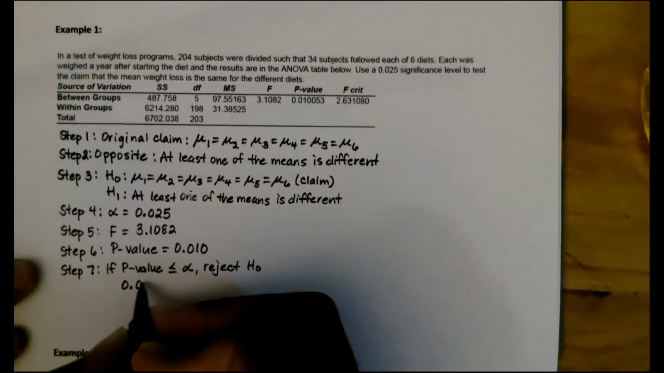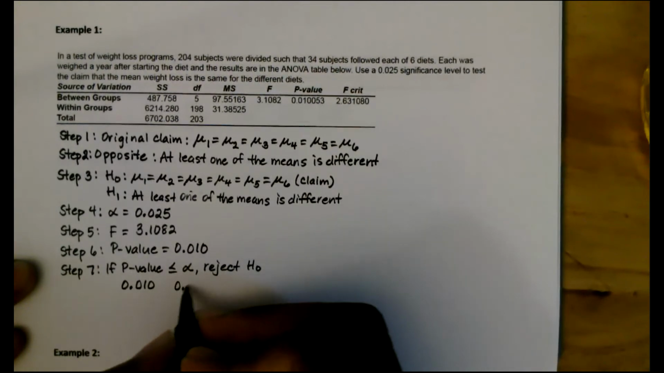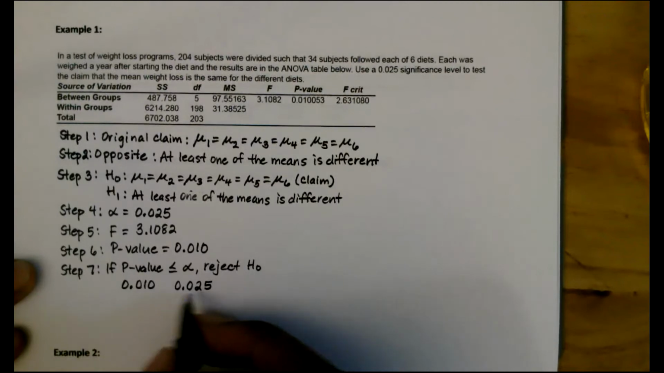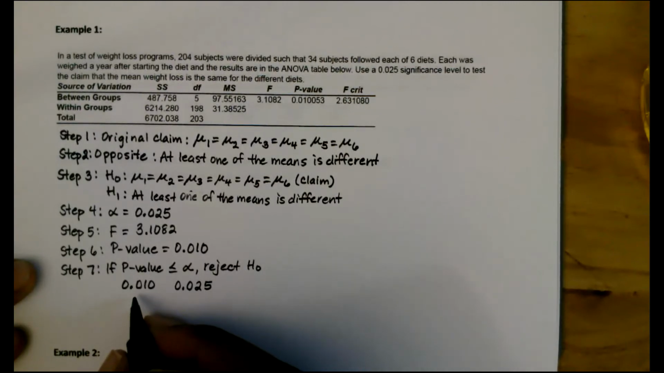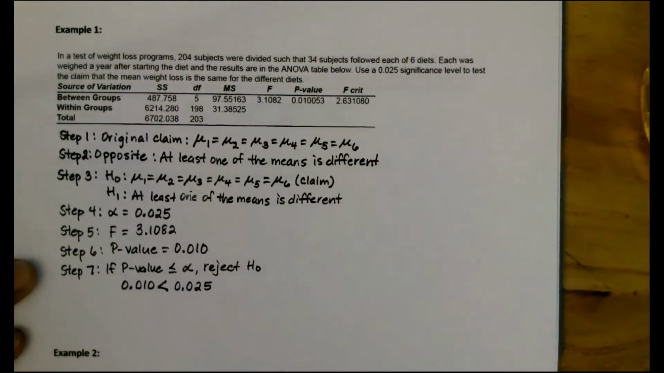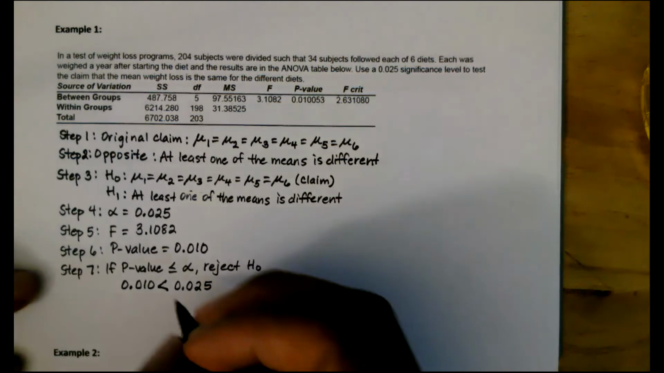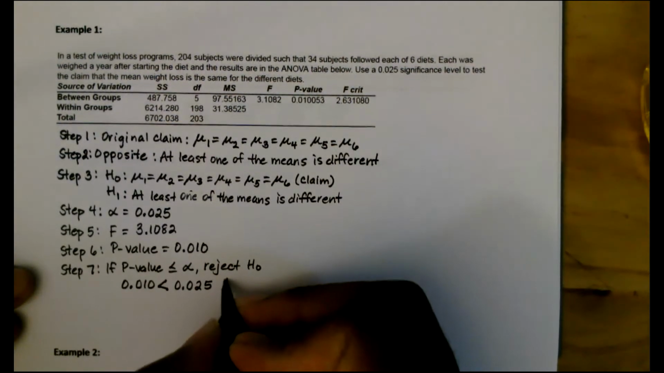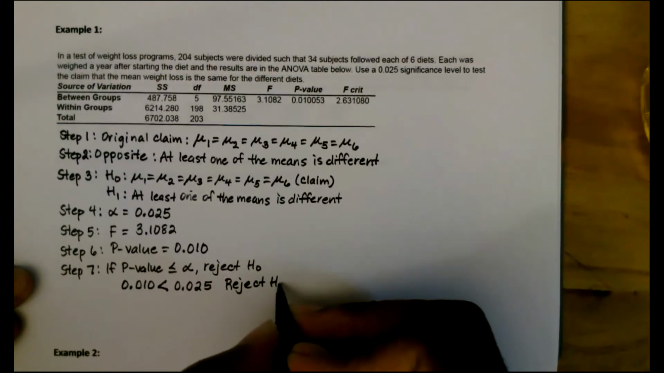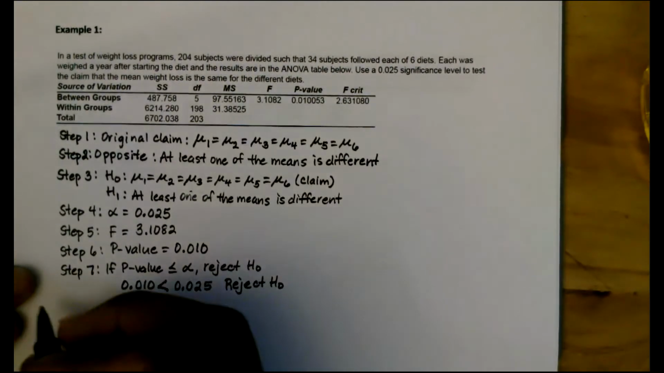And your p-value is 0.010. The alpha level is 0.025. Compare these two, you're going to see 0.010 is less than 0.025. It's definitely less than. So that means it does satisfy the decision rule. That means you want to reject the null hypothesis.